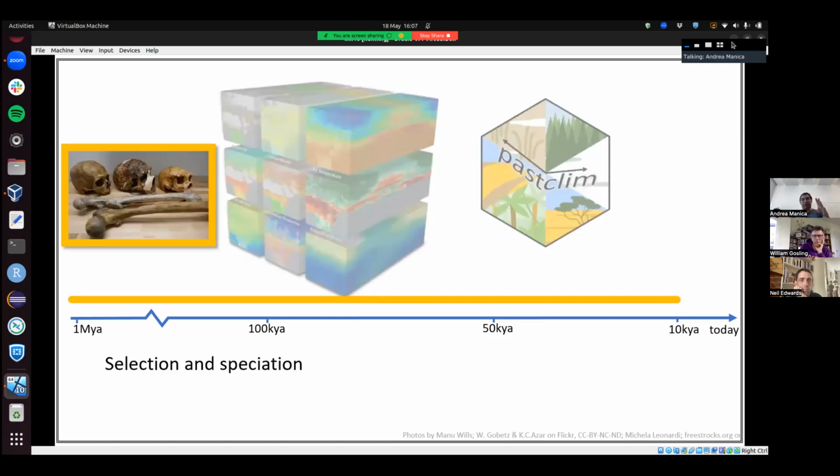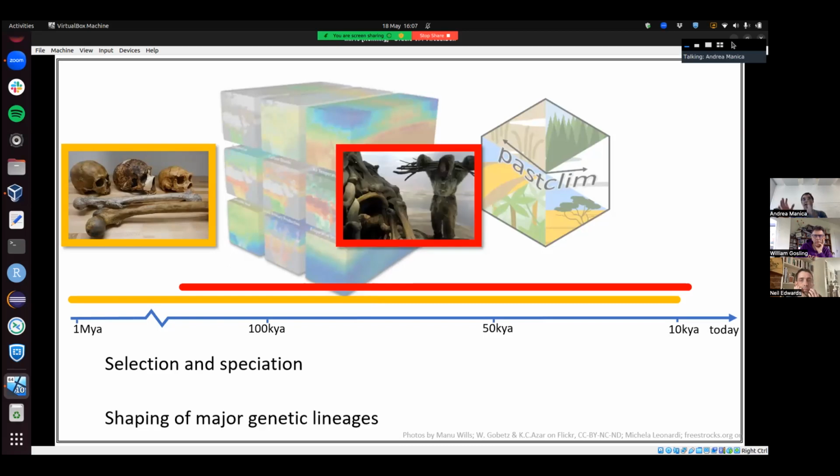So we're going to start by looking at selection and speciation in humans, looking at how brain size and body size have changed through time and trying to see how climate might be a driver for some of those changes. We're going to then think about a shorter period within humans, looking at how climate has shaped major genetic lineages.